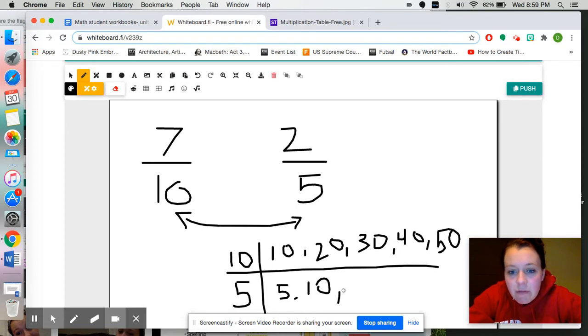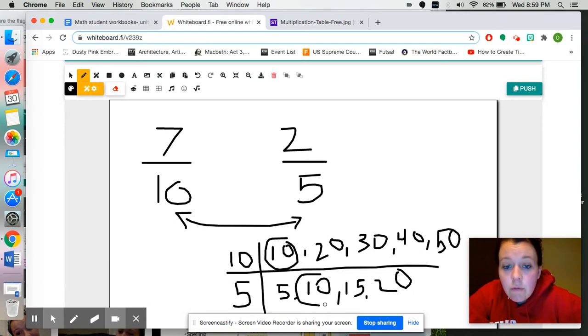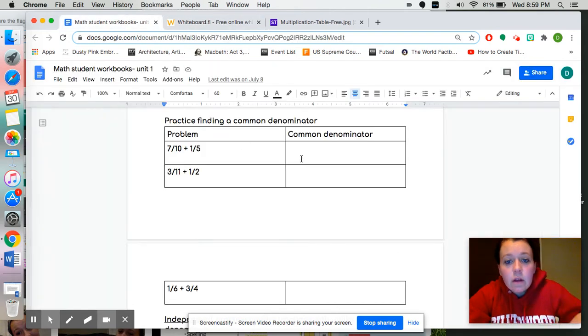All right, 5, 10, 15, 20. Okay, so the first thing I'm going to notice is what number is the same? What is their common denominator per se? They both have a 10. So my common denominator for 7/10 and 2/5 is going to be 10. I'm just going to type that in the box.